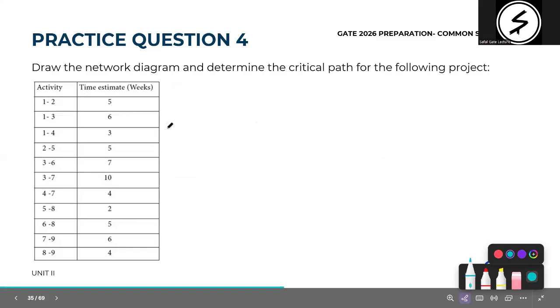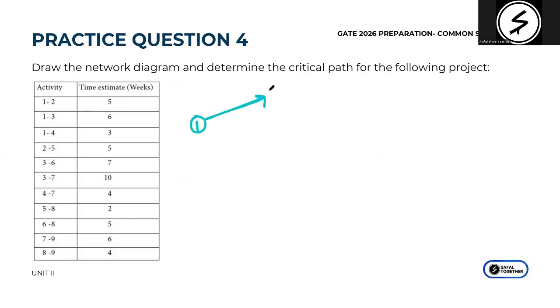Okay, so the last question in the practice set that I had given you, all we had to do was draw the network diagram and determine the critical path for this particular project. Okay, so for activity 1 to 2, they've not given you A, B, C, D, they have given the nodes. So here, understand that 1 is the start node. Okay, so 1 to 2 takes 5 weeks, then 1 to 3 is also going, 1 to 4 is also going.